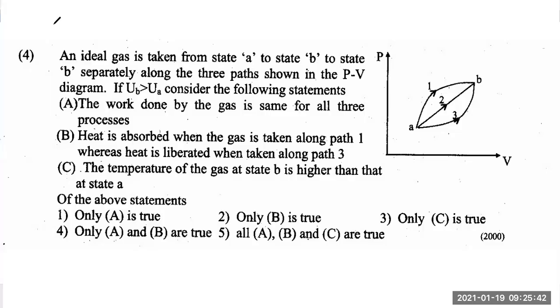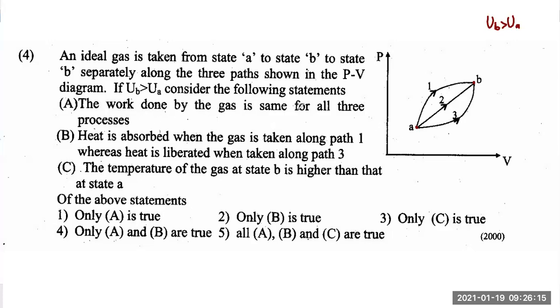An ideal gas is taken from state A to state B separately along three paths as shown in the PV diagram. Here the gas is changing its state from the same state to the other state, but the paths are different. If UB is greater than UA, that is already given, and we discussed this in the previous question. Consider the following statements.